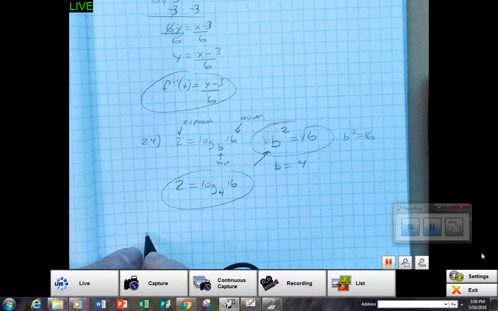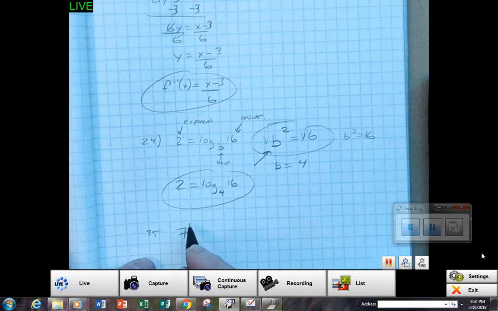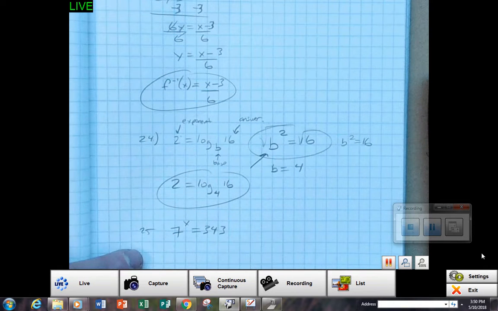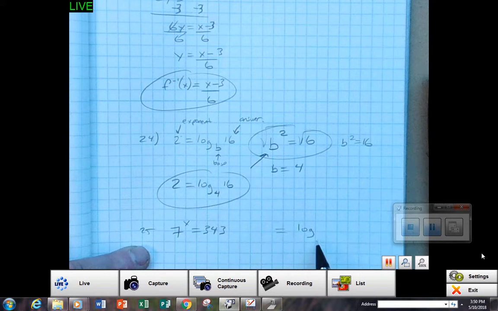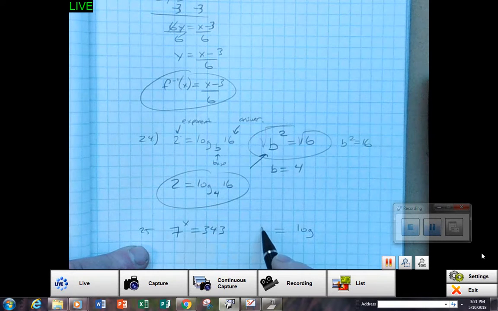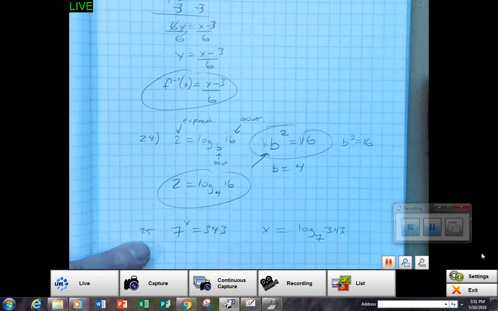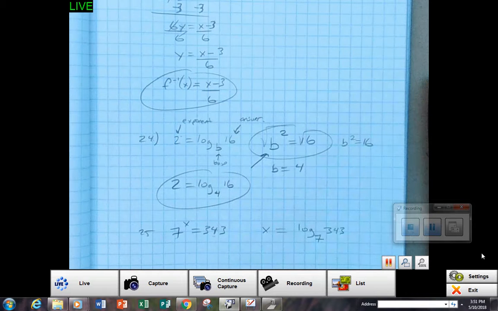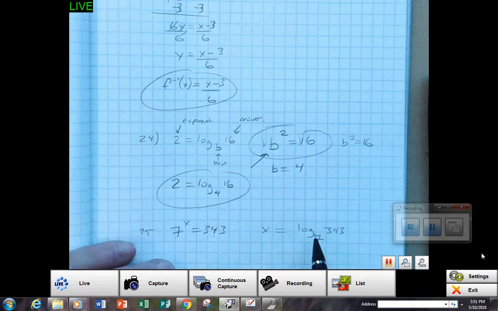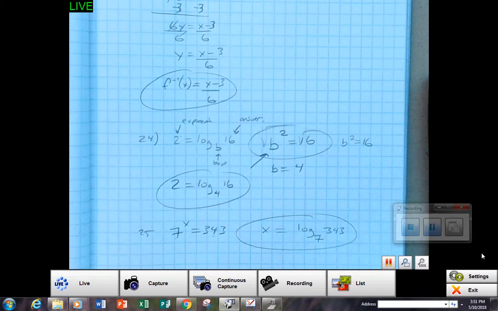Alright, 25. Same kind of thing. 25. 7 to the x equals 343. Now I do it the opposite. So I know it's going to be some log. The base number goes right here, the answer goes right here, and the exponent goes right here. So this is the exponent, so that goes right here. The base goes underneath here, and then the answer goes right there. So that is x equals log base 7 of 343. I know that's a little confusing, those logs, but I'll be happy to help you.